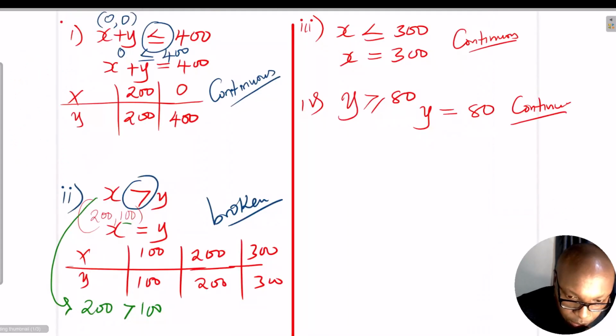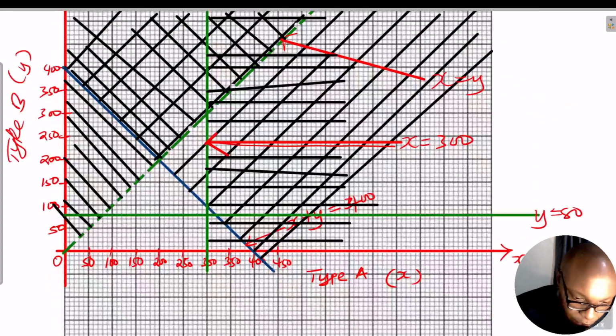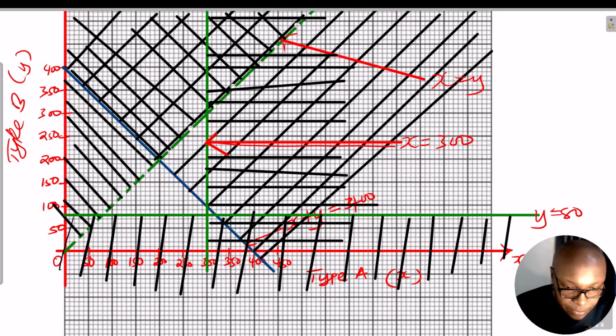So y greater than is on the upper side of that line. The side that is below is less than. Values below that line will not satisfy the inequality. That is why we are shading below that line. Above that line, those values are required because y is greater than or equal to 80. Above the line is greater than, below the line is less than, and that is the unwanted side, and that is why we've shaded that.